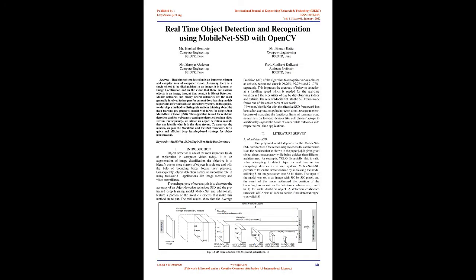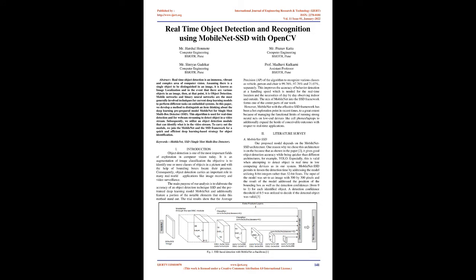Real-time object detection and recognition using MobileNet-SSD with OpenCV. Abstract: real-time object detection is an immense, vibrant, and complex area of computer vision. Assuming there is a single object to be distinguished in an image, it is known as image localization, and in the event that there are various objects in an image, then, at that point, it is object detection.